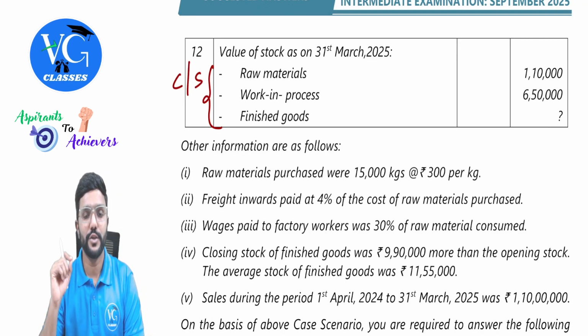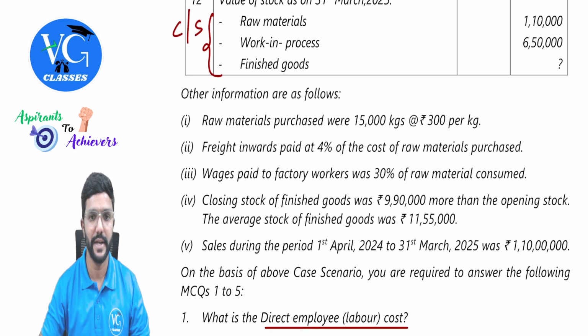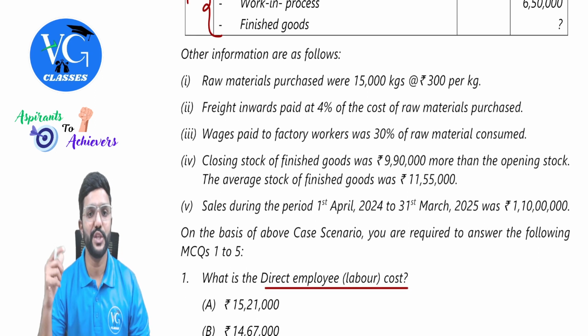Closing stock of raw material is 1 lakh 10,000. Work in progress is 6 lakh 50,000 and finished goods is not given. We need to determine it. Okay, let us do it. Other information are as follows.